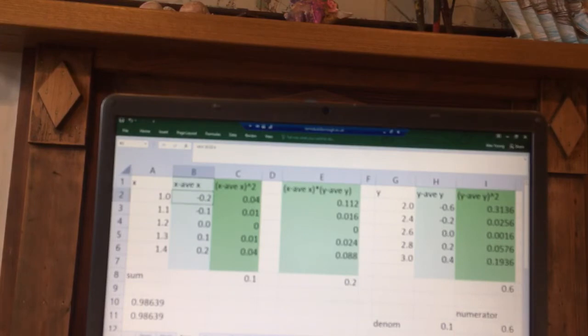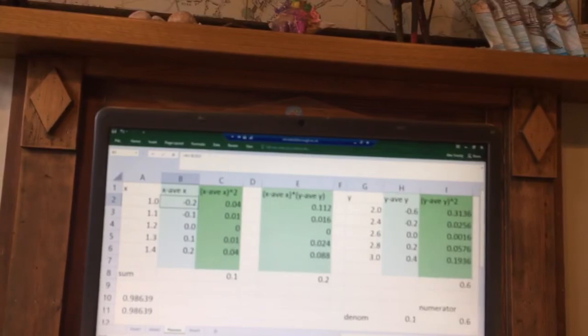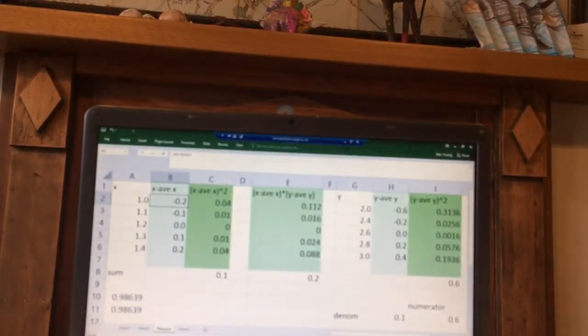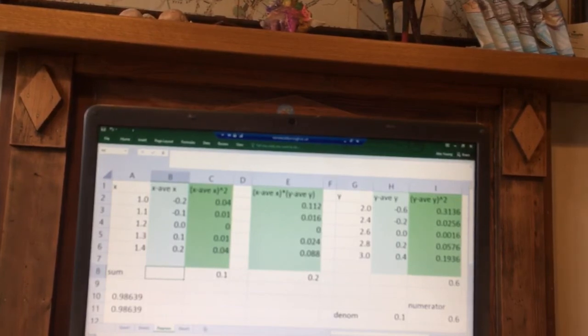So if the average was 1.2, then x minus average of x for that column is minus 0.2. Okay? And I'll do that for every value of x. Now obviously if I added all these up, it would sum to 0 because I've got negative numbers. So what we're going to do is square it to get rid of the negative numbers.